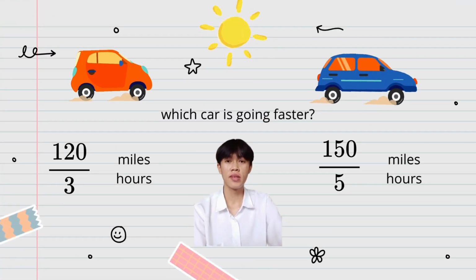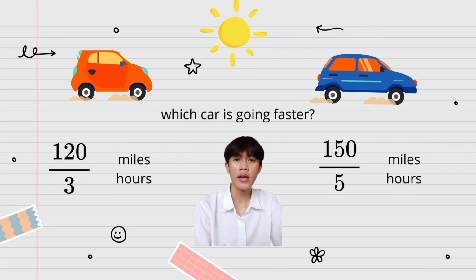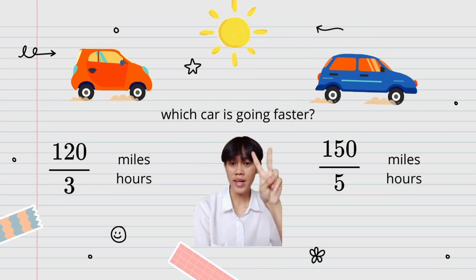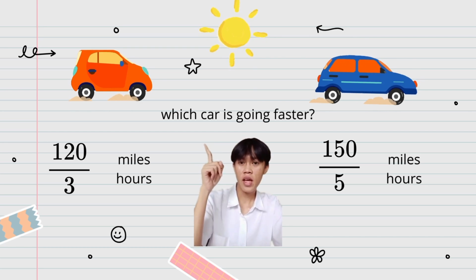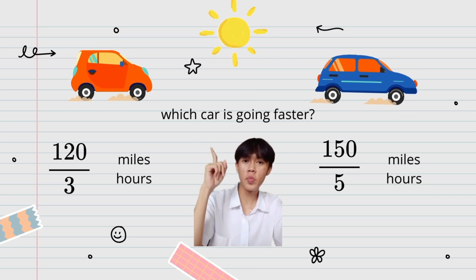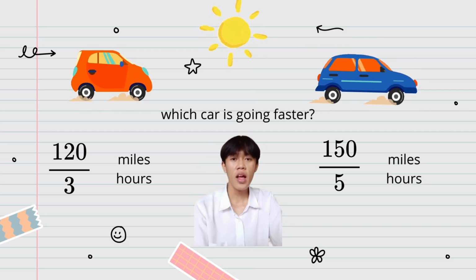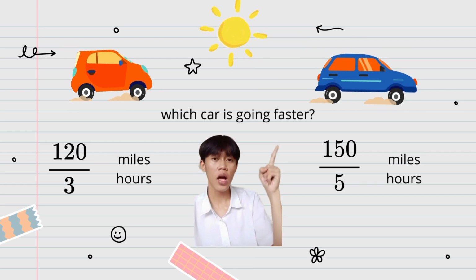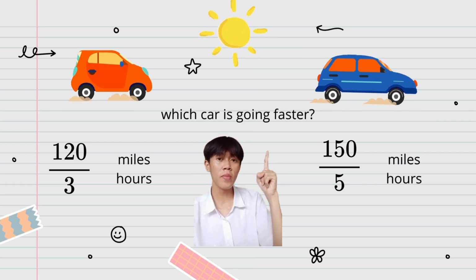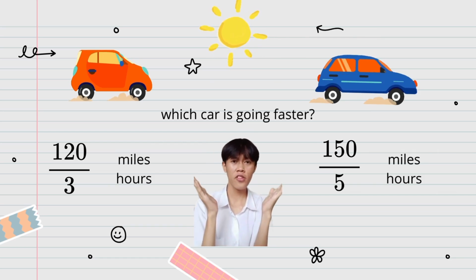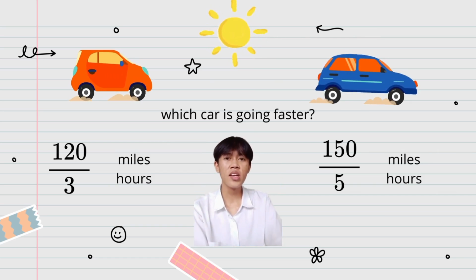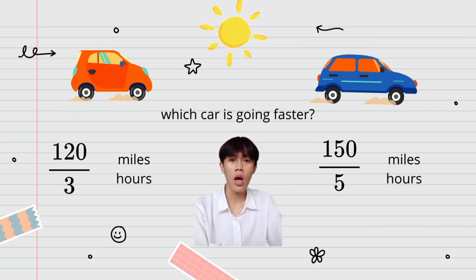A very easy example to understand is to imagine 2 cars driving at 2 different rates. The first car's rate is 120 miles per 3 hours, and the second car's rate is 150 miles per 5 hours. Which car is going faster? Well, it's not all that easy to tell when the rates have different bottom numbers.